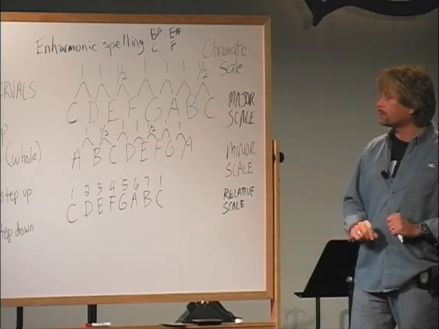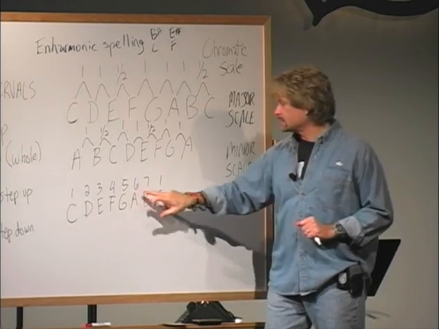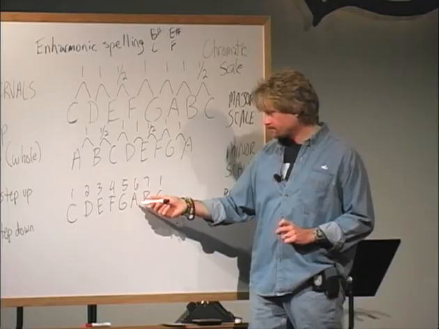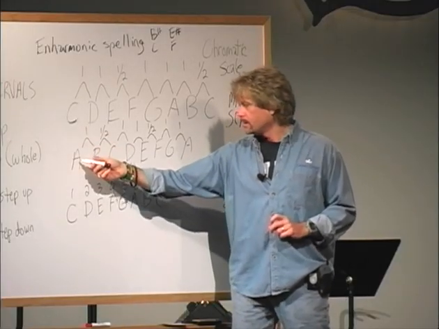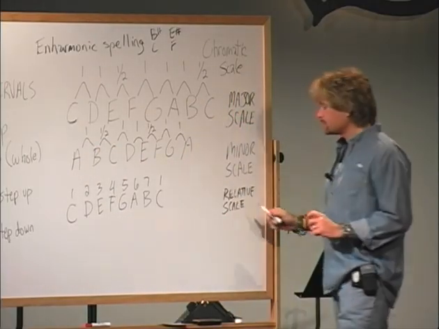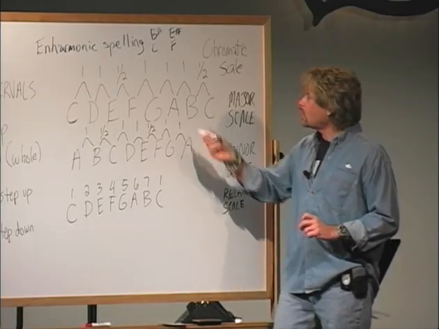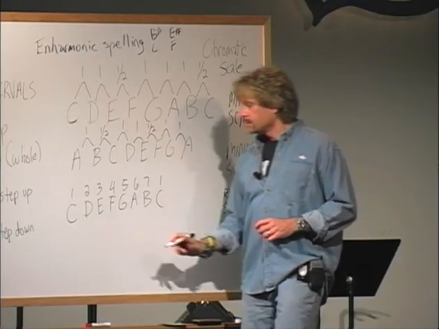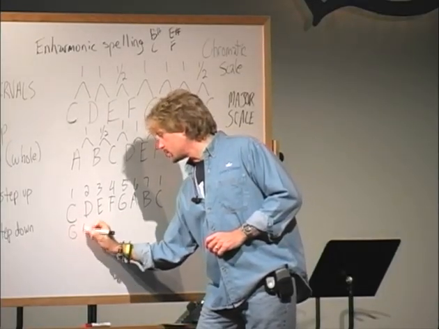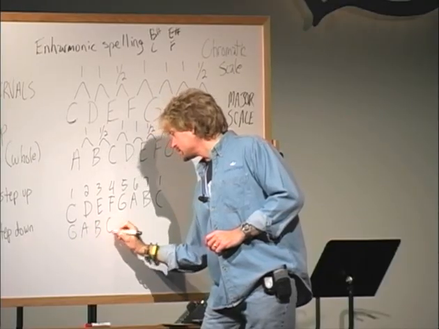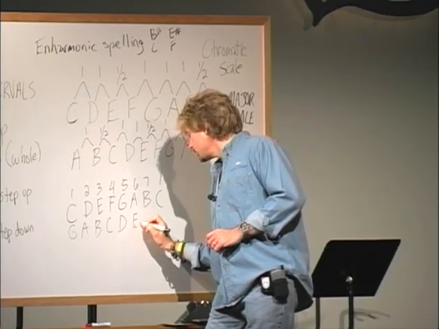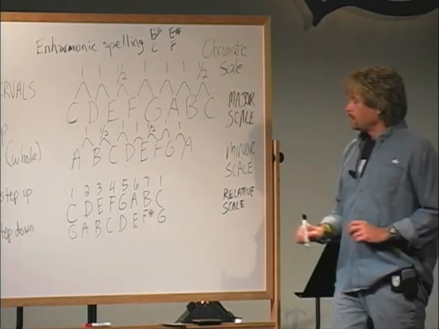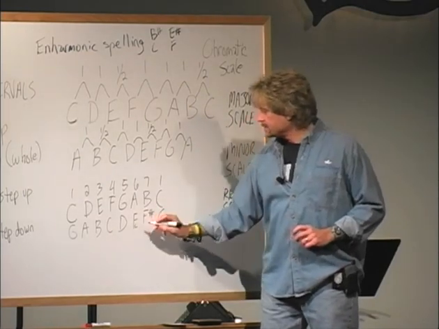Now, the important thing to remember, again, is that A is number 6. Why is that important? Because the relative minor, which is what we call the scale, remember the relative scale, the relative minor scale will always be the 6th degree of the major scale. Okay? So if we start with the G like we did a while ago, we go G, A, B, C, D, E, F sharp, G. Then we can see that the 6th degree is the E minor.